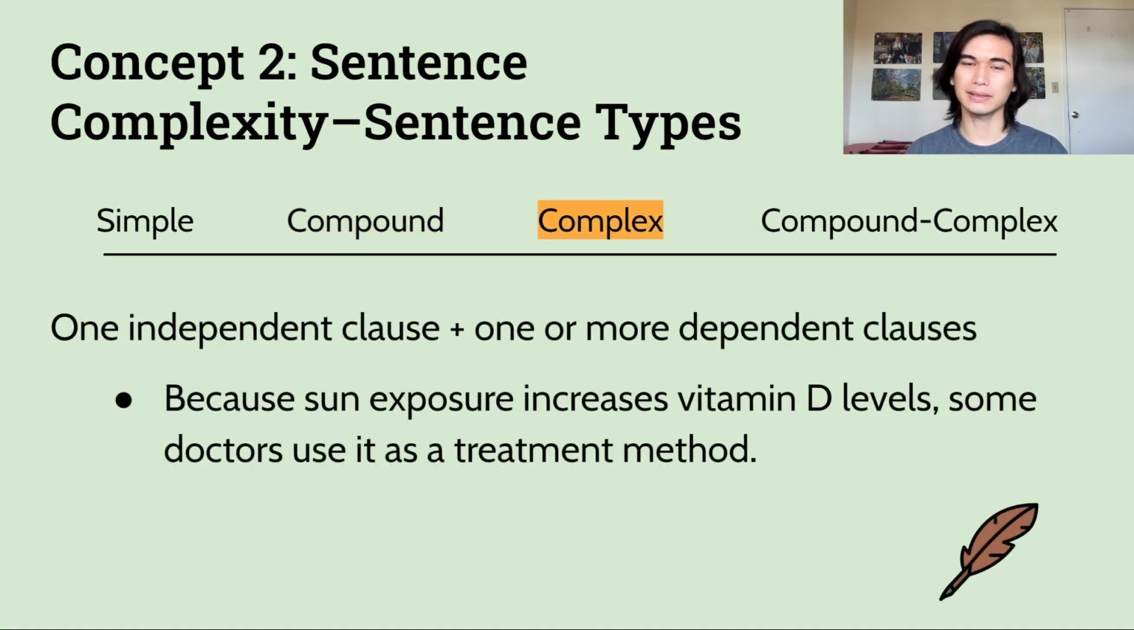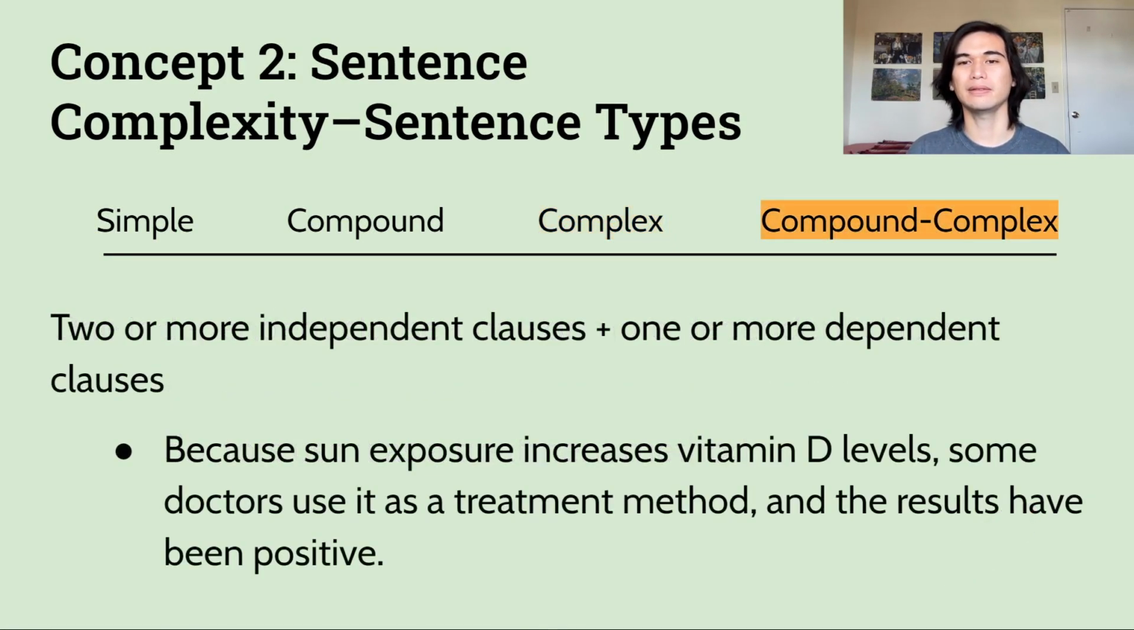The third type is the complex sentence, which has one independent clause and one or more dependent clauses. An example sentence is, because sun exposure increases vitamin D levels, some doctors use it as a treatment method. The dependent clause is, because sun exposure increases vitamin D levels. The independent clause is, some doctors use it as a treatment method.